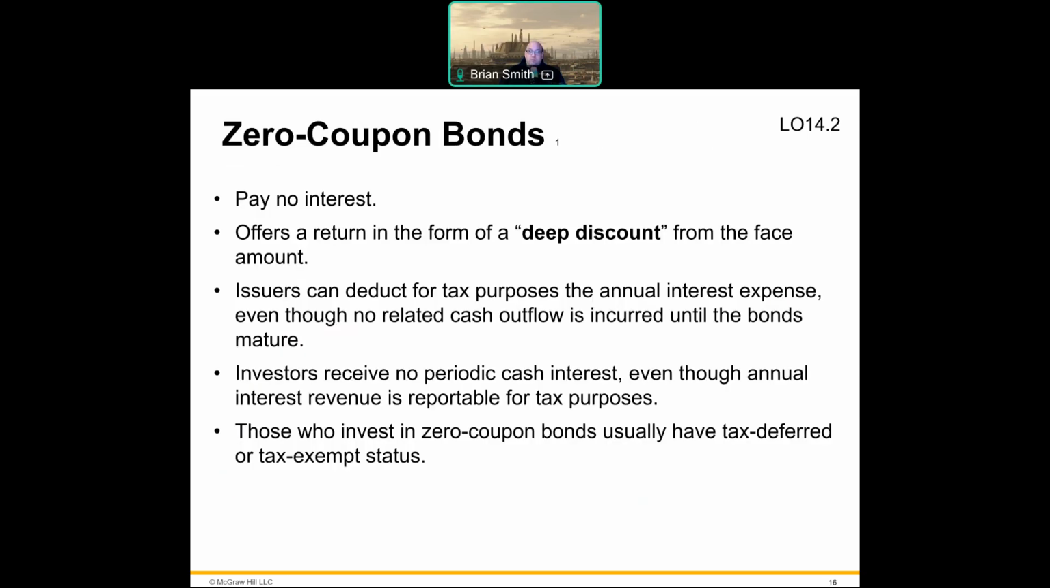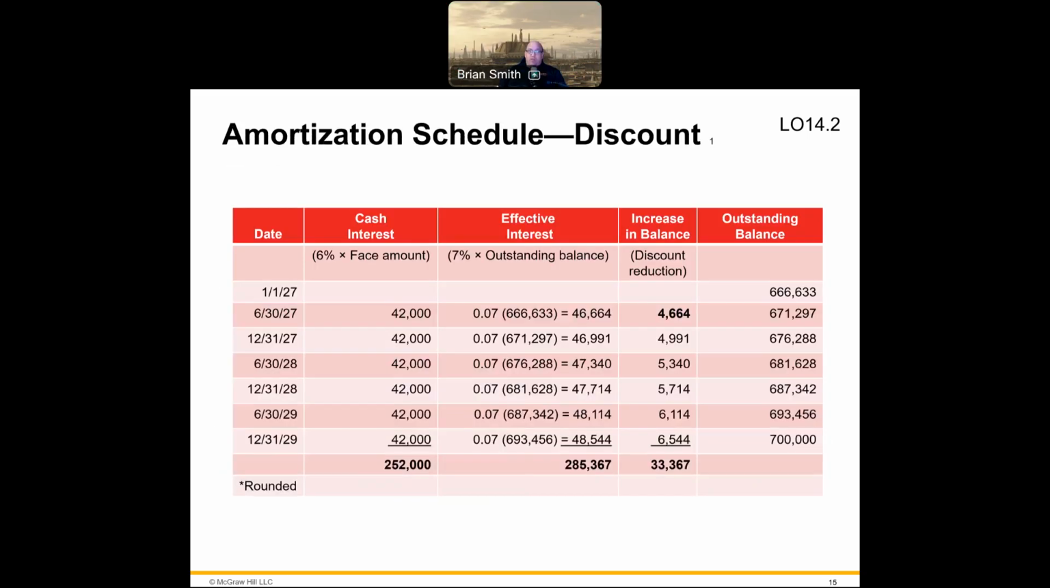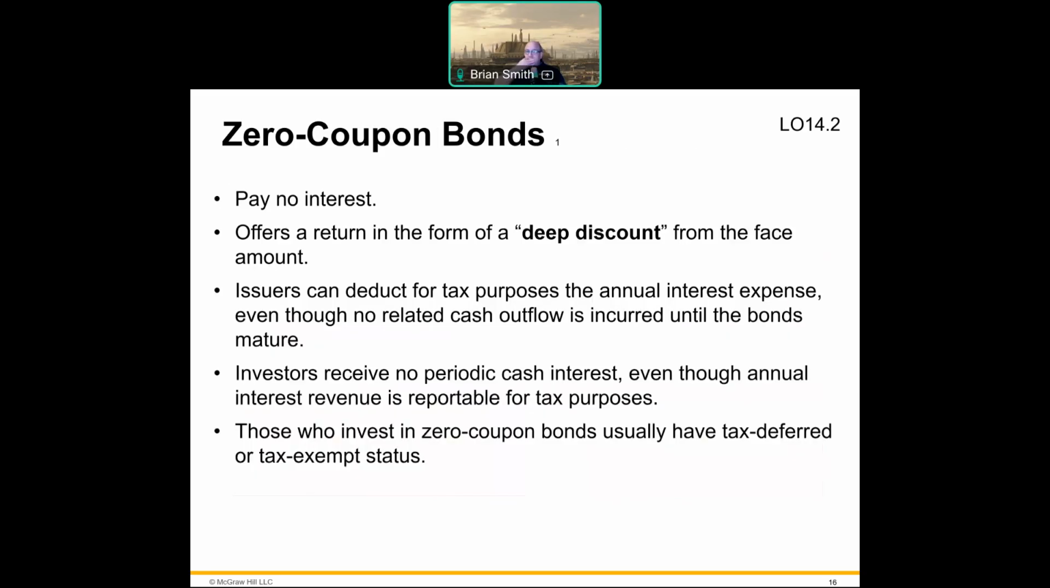All right. You're going to want to know how to do these amortization schedules. I'm going to show you a premium here in a second, but that's for the discount. The premium is just the opposite direction. Just be aware of zero coupon bonds. They don't pay interest. However, we're going to learn a phrase that you're going to want to know. It's called substance over form.